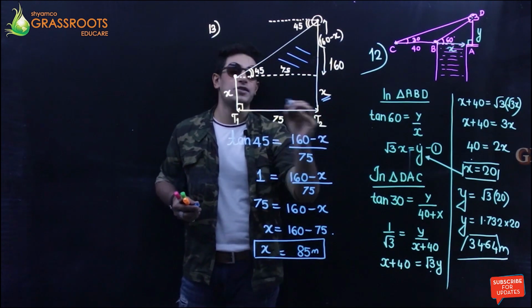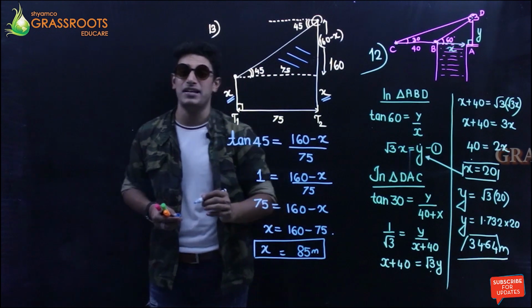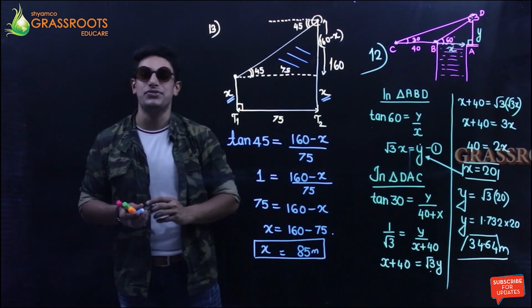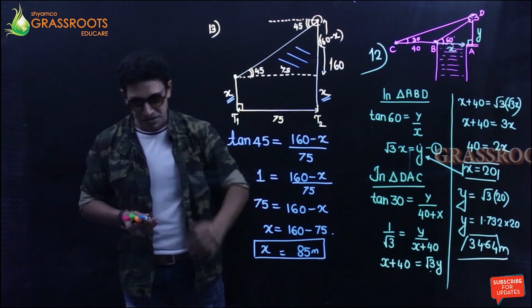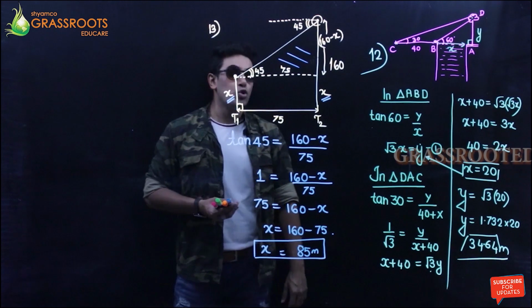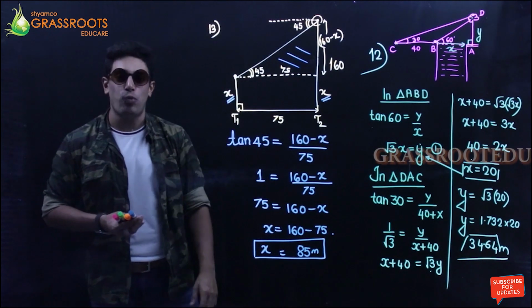Come on, it is the height of the small tower in which my girlfriend, my bae, is living. So I can say that the height of the tower is 85 meters. And that's what was asked. Perfect, lovely. Right, two more sums from my side to wind up this chapter.